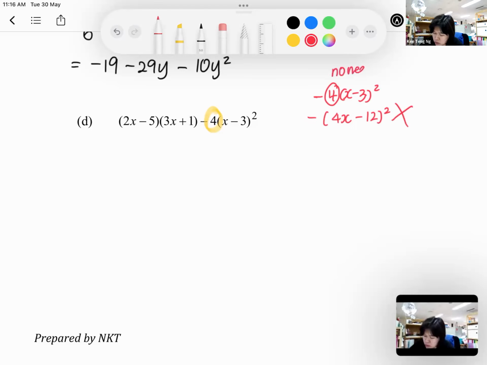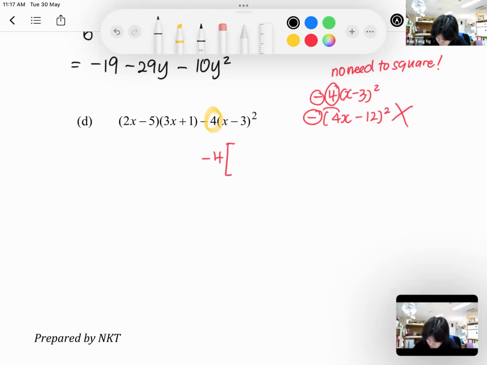No need to square. Similarly, some of you also multiply the negative inside the bracket, then you square. This one is also not correct. Also no need to square. So this whole thing is actually wrong. What you need to do is just keep it as negative 4. Last step, then you multiply the negative 4 inside.